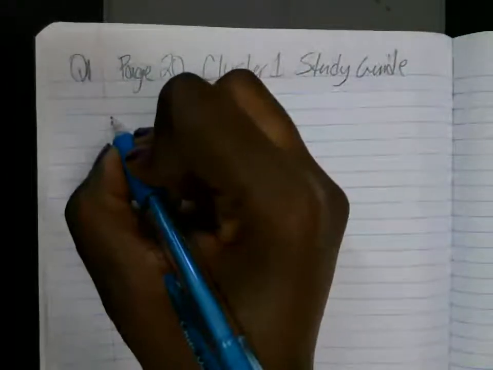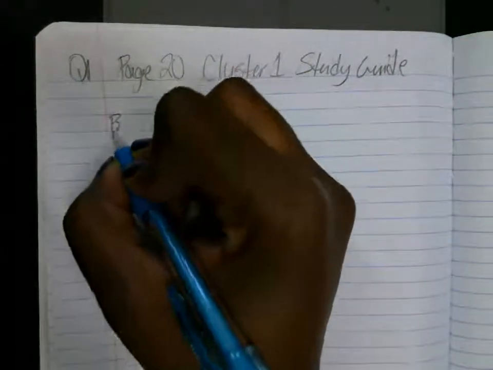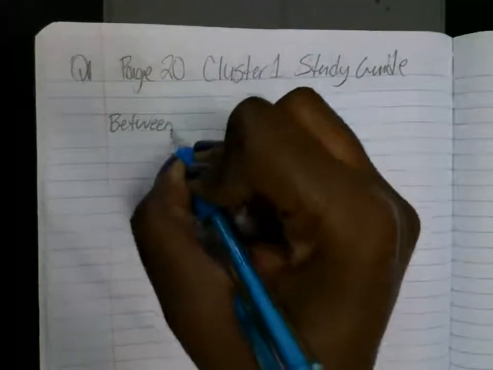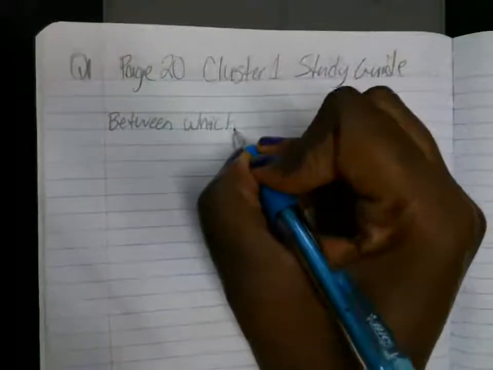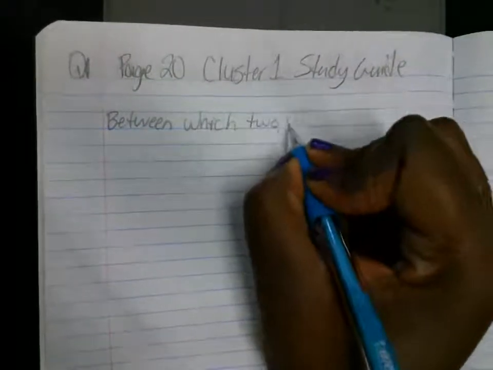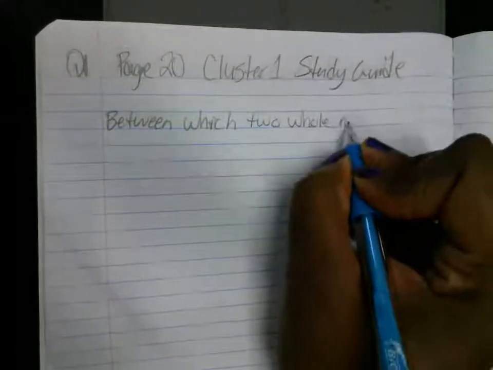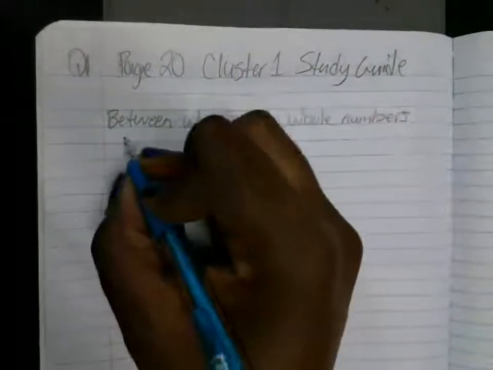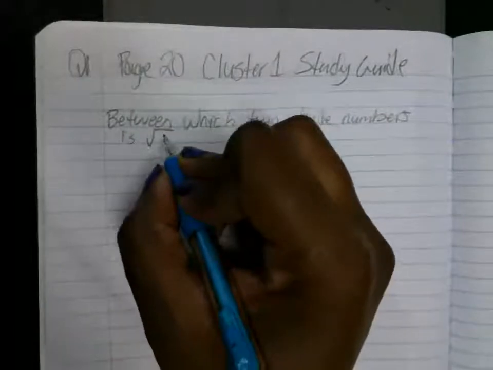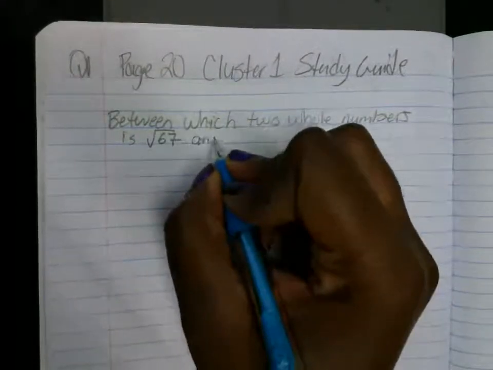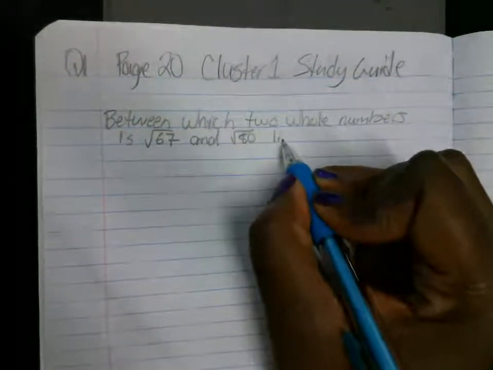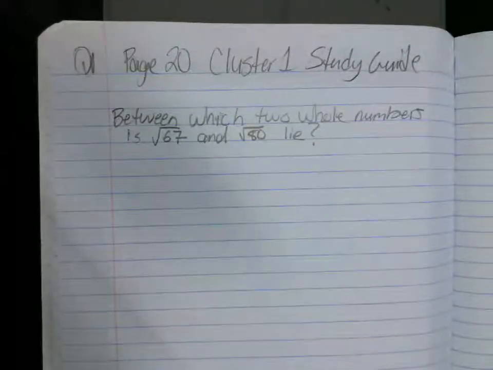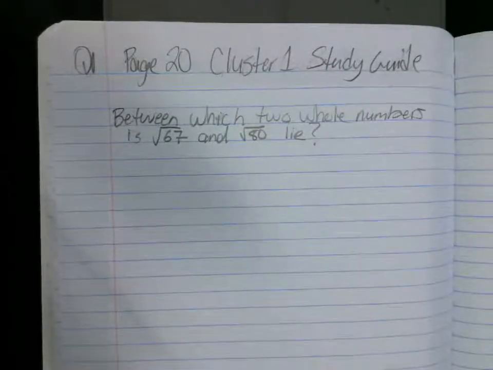The very first one is that you have to figure out between which two whole numbers is the square root of 67 and the square root of 80. Where do they fall? Between which two whole numbers do they fall? I'm giving you a couple seconds to see if you can figure this out on your own.